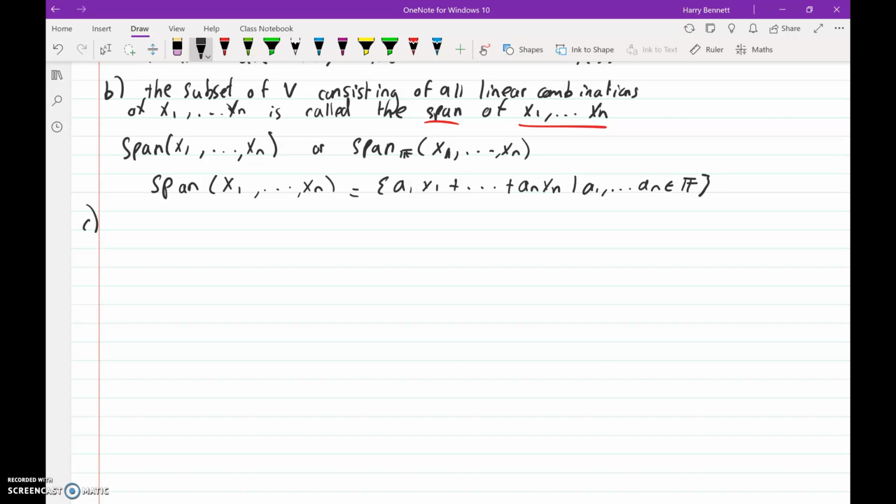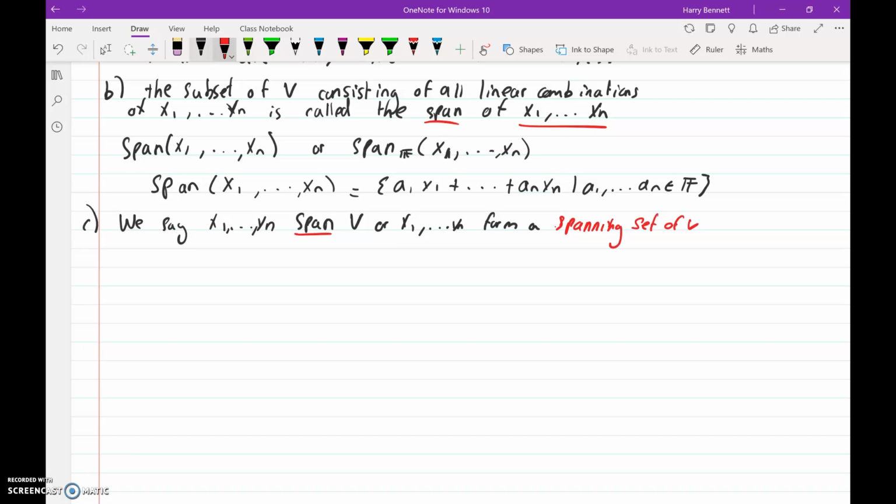And finally, we say that x1 up to xn spans our vector space V, so it spans V, or x1 up to xn form a spanning set of V, if V is equal to the span of x1 up to xn.